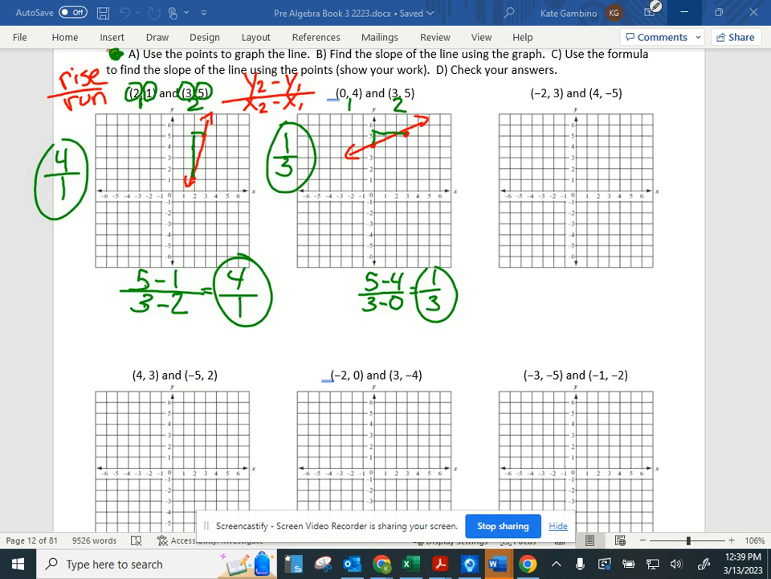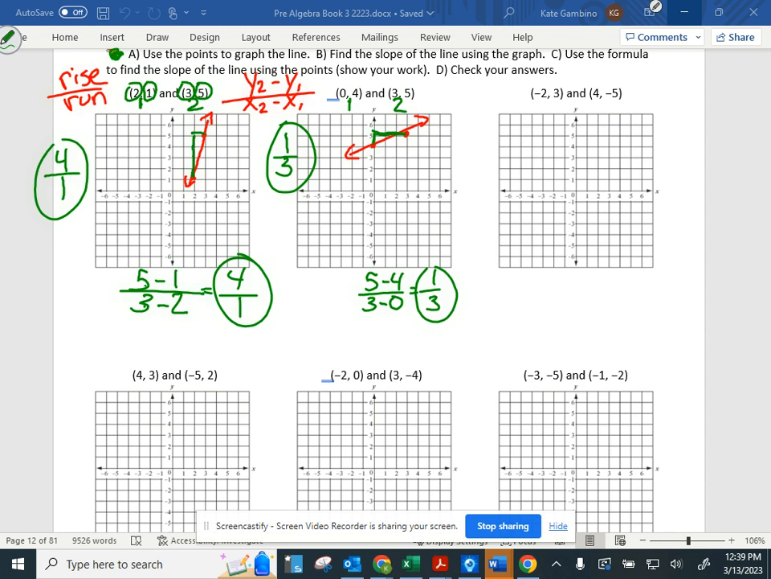So our first step was graphing our 2 pairs and then drawing the line. So your line should look similar to my line. Then we found our slope off of the graph. We went up 1, so since we were going up, we knew it was positive. We went over 3, so I got 1 over 3. Then I used my ordered pairs. I called my first one 1 and my second one 2.